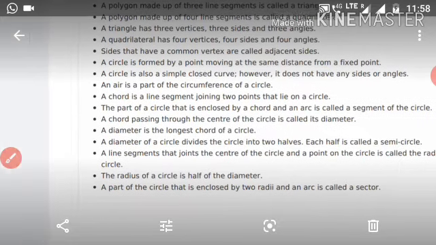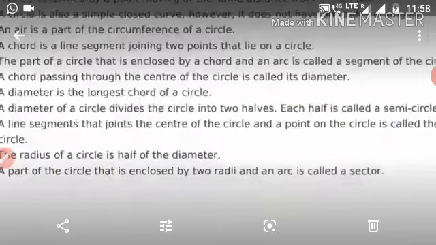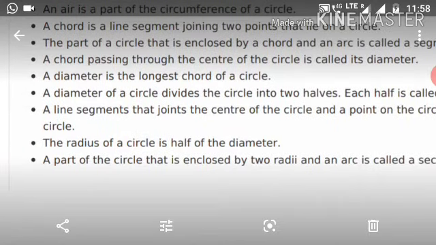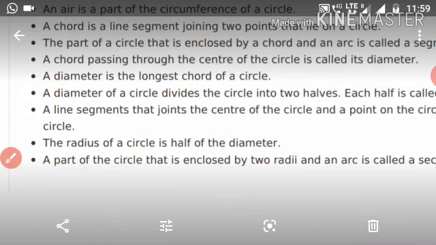Now the radius of the circle is half of the diameter. Again you have to remember this. The radius of a circle is half of the diameter. It means this radius will be equal to half of the diameter.